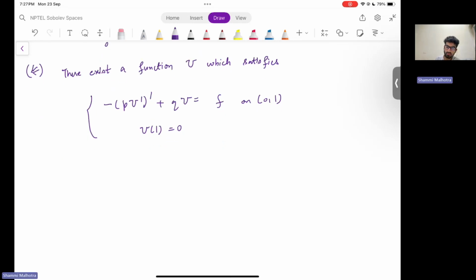So this comes because q is continuous and p is also continuous. As long as we have this type of thing, we have the existence of a solution. And we can also take this initial value u(1) equal to 0. Since there is a solution, we do have this.